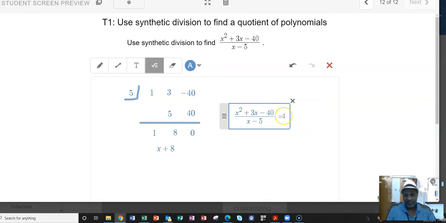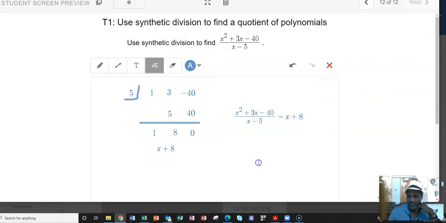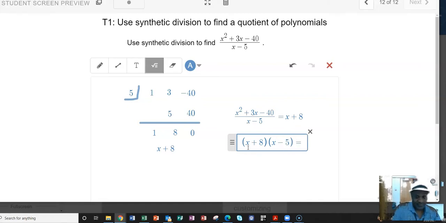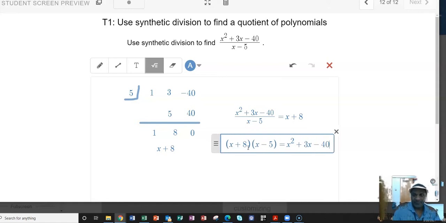That means this is equal to x plus 8. And that also means that x plus 8 times x minus 5 is equal to x squared plus 3x minus 40. And that concludes it.